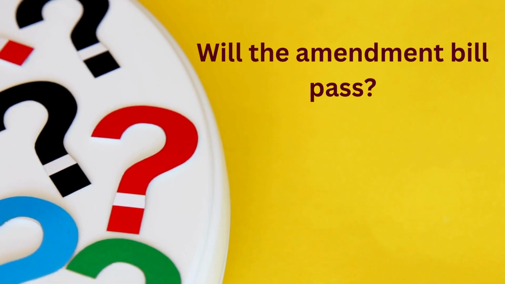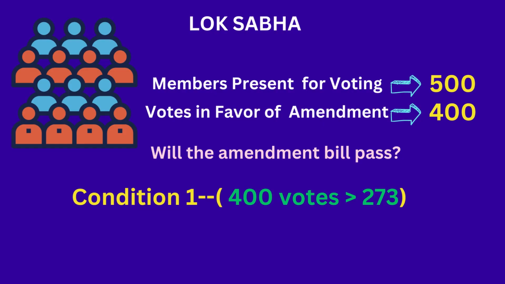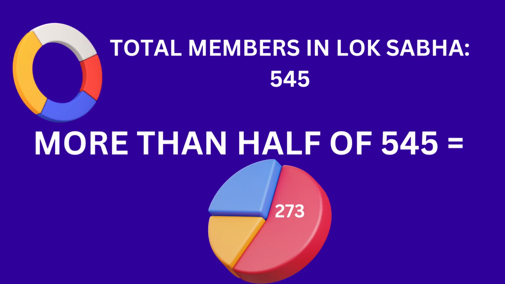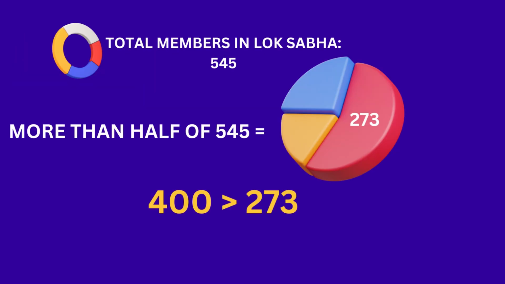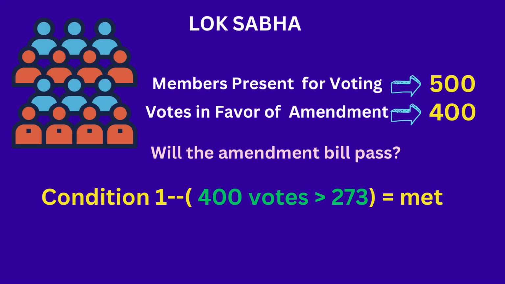The first condition is that the total number of votes in favor should be more than at least 50% of the total strength of the House. Total strength of the House is 545. More than half would be at least 273 votes. The total number of votes in favor of the bill were 400. Now 400 is greater than 273. Therefore, the first condition is met. Now let's have a look at the second condition.